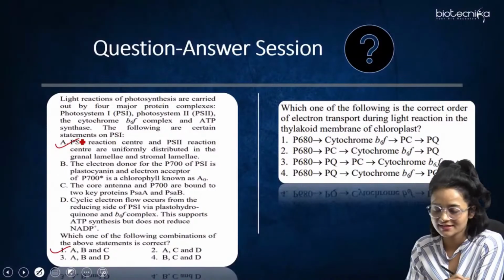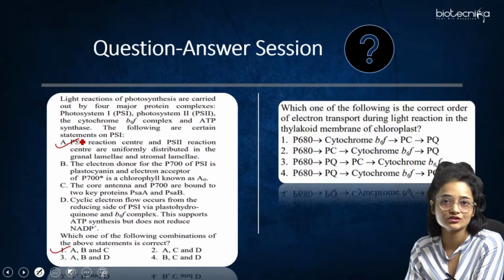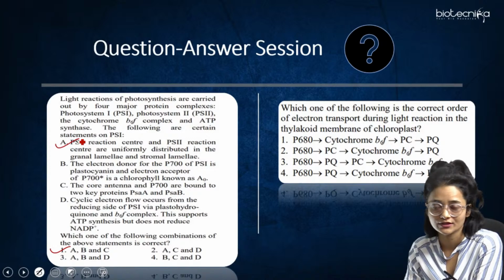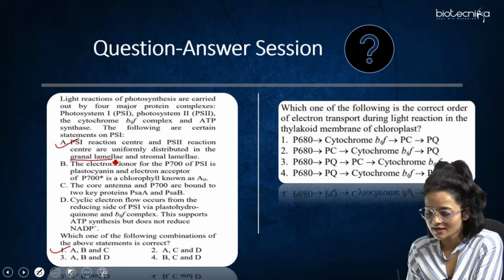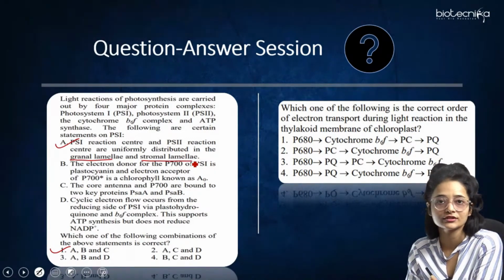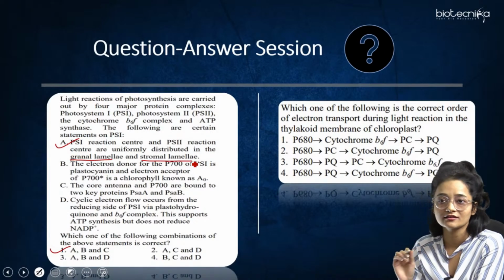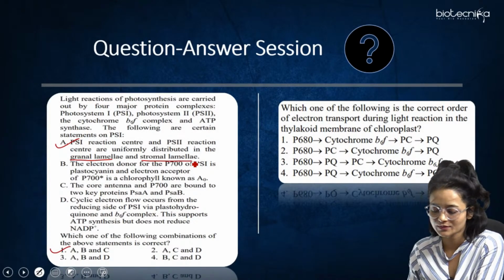The first statement says that the PS1 reaction center and PS2 reaction centers are uniformly distributed in the granal lamellae and the stromal lamellae, right? So both in the unstacked and the stacked region of the thylakoid membrane, both PS1 and PS2 are uniformly distributed. First statement is correct.